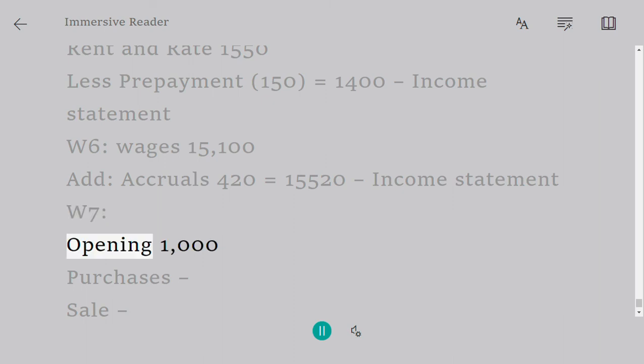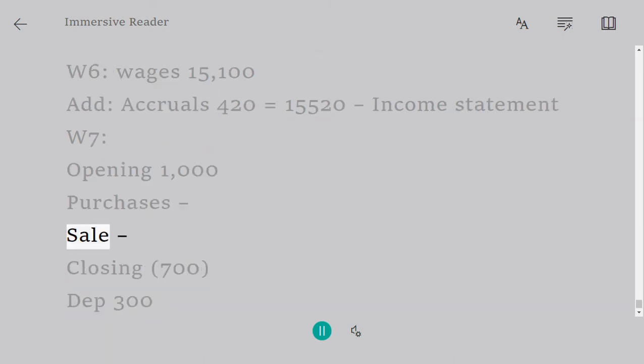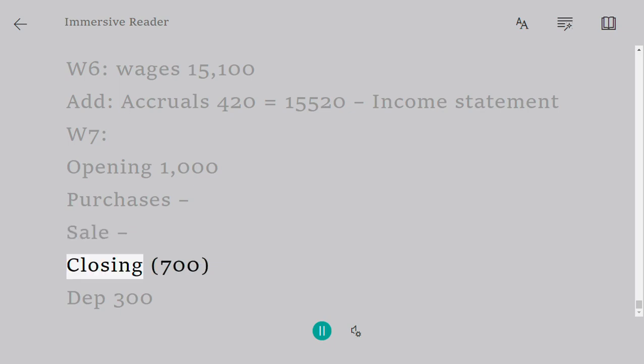W7. Opening 1,000. Purchases. Sale. Closing, 700. Depreciation 300.